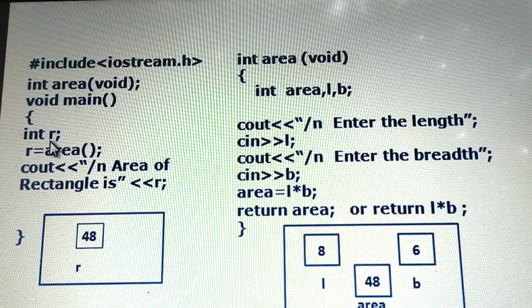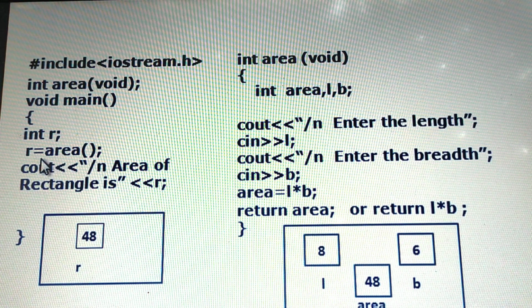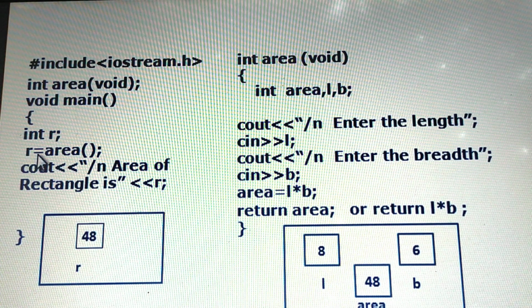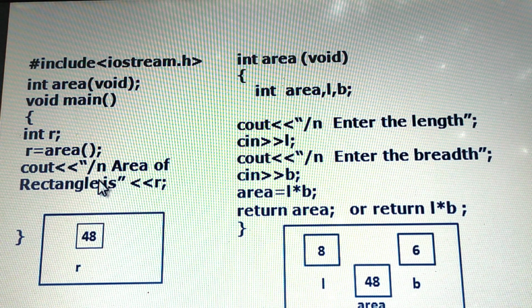Then we need a new variable. Why a new variable? Because whatever value we have returned from the function section, that returning value we have to store in another variable. So we need one new variable to store the returning value of the function. Whatever value has been returned from the function, we have to store in the new variable, that is r. Okay, and print the result.